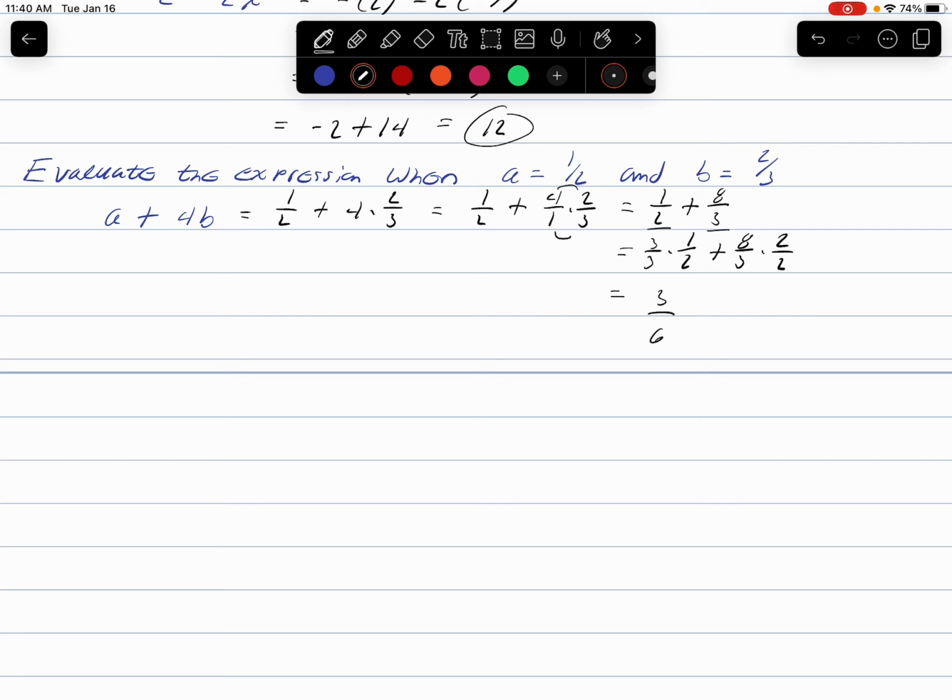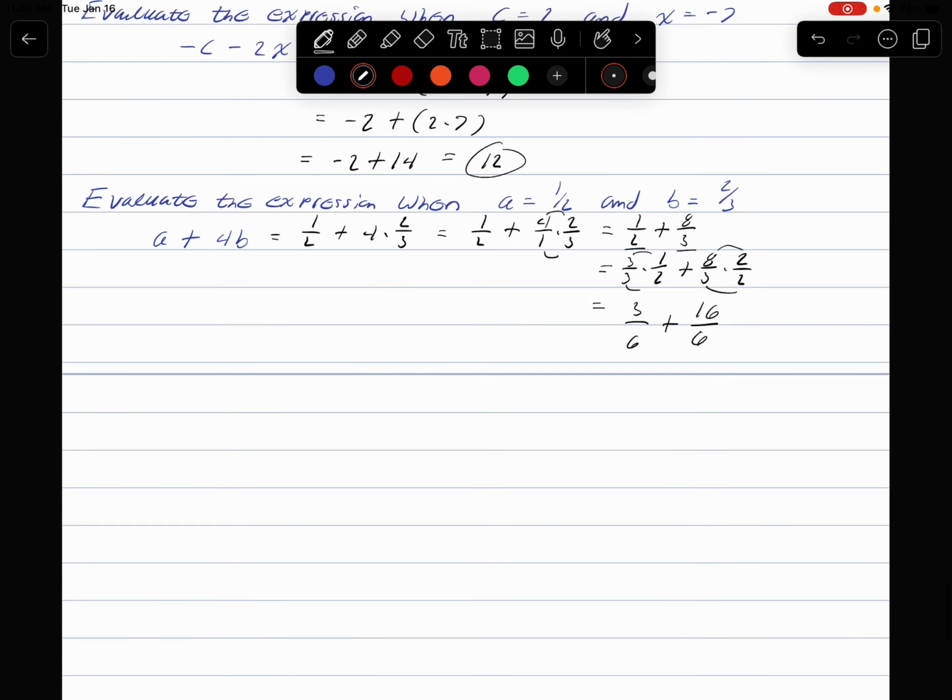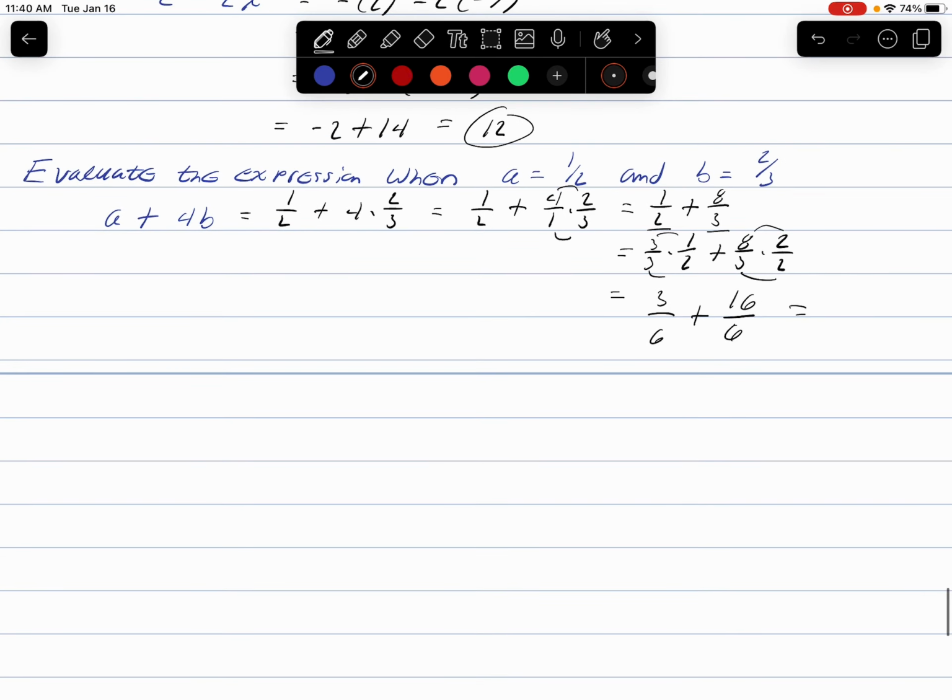And that's going to give us 3/6 plus 16 over 6. And again, this comes because we're just multiplying straight across. All right? So we have 16 plus 3. Well, I guess we can write this more specifically as 16 plus 3 over 6, which is 19 over 6. And that's about as simple as you're going to get that.